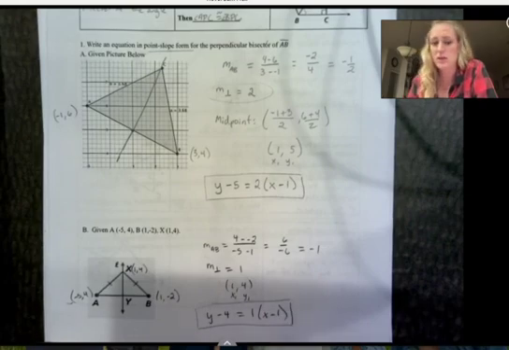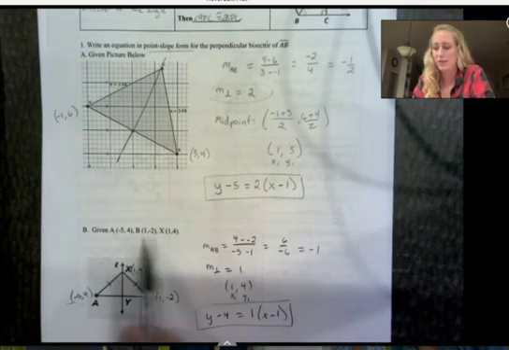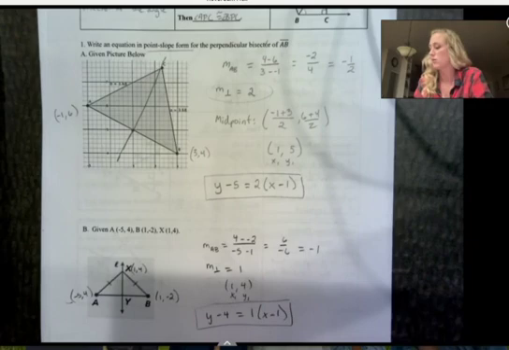So that one was a little quicker because we didn't necessarily have to find the midpoint. We had the coordinates of a point already on the perpendicular bisector.